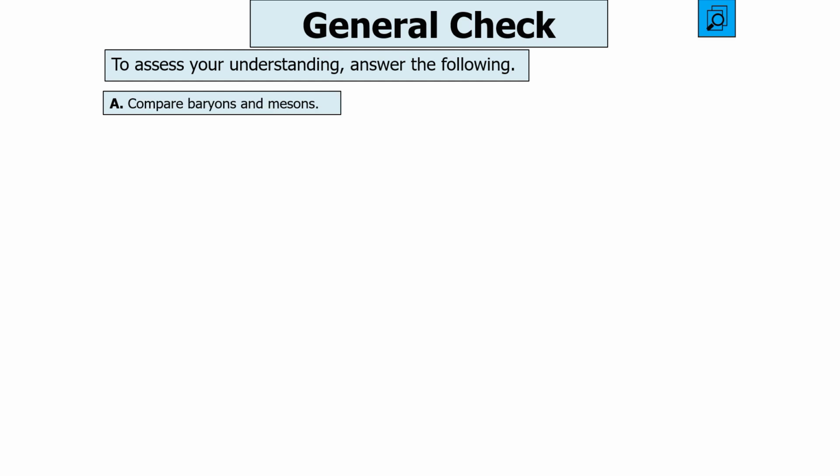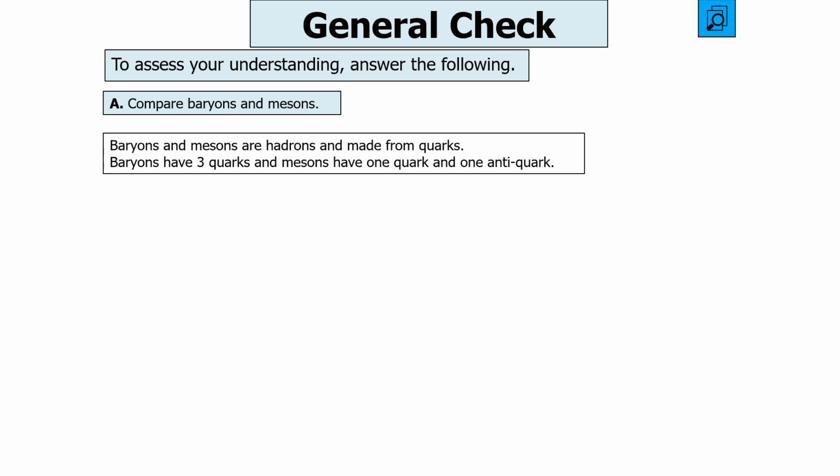So pause the video now, and then unpause the video when you want to go through your answer. Right, baryons and mesons are both hadrons, so they both mediate the strong interaction and are made from quarks. Baryons have 3 quarks and mesons have 1 quark, 1 antiquark.